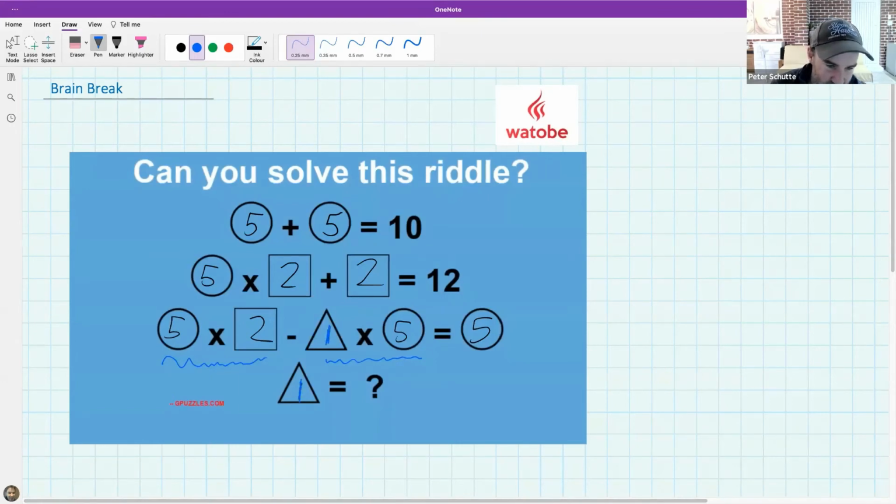Yes. So 5 times 2, 10, which means the triangle is 1 everywhere. It's like trying to get the message through. Guys, a triangle is 1. Okay, well done.